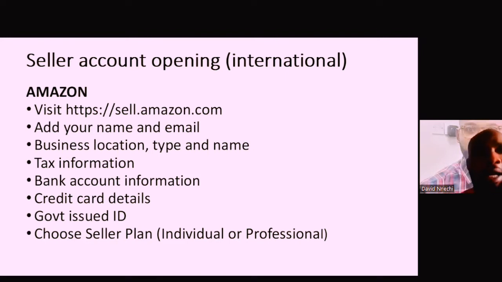So to own an Amazon account, you have an email address, a business location in the US, preferably, if you are selling on Amazon US. They have Amazon US, they have Amazon UK, and even Amazon Canada like that. Then you have your business location, your type of business, and your business name.